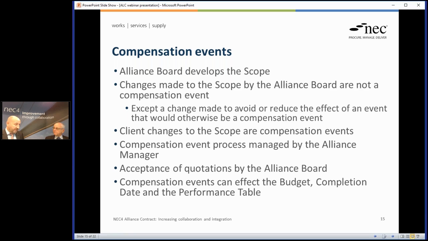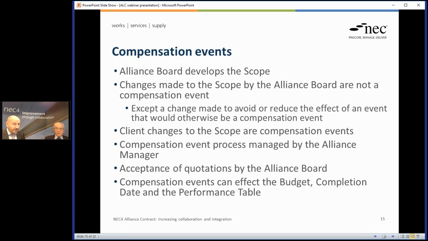So if they don't believe the quotation has been put together properly, there's errors in it, or they're not happy with elements of it, they can, as the Alliance board, veto it, for want of a better word. They can say, not happy, we need to revise it. And obviously, once the Alliance board's happy, the client's happy, why have a further acceptance process? The client's already said they're happy by, as the Alliance board member, agreeing to put it forward.